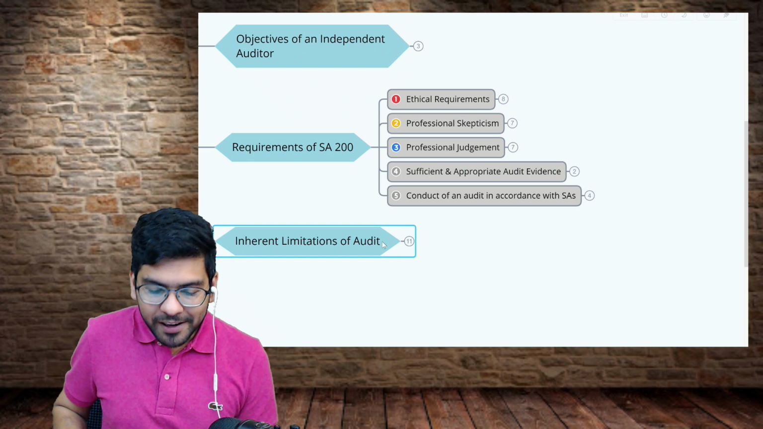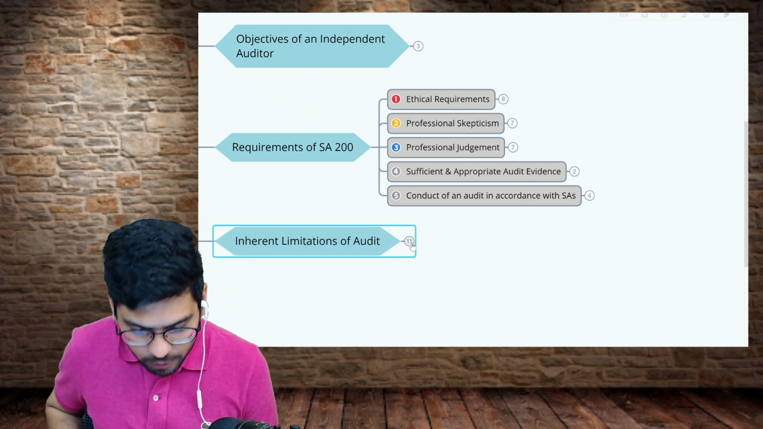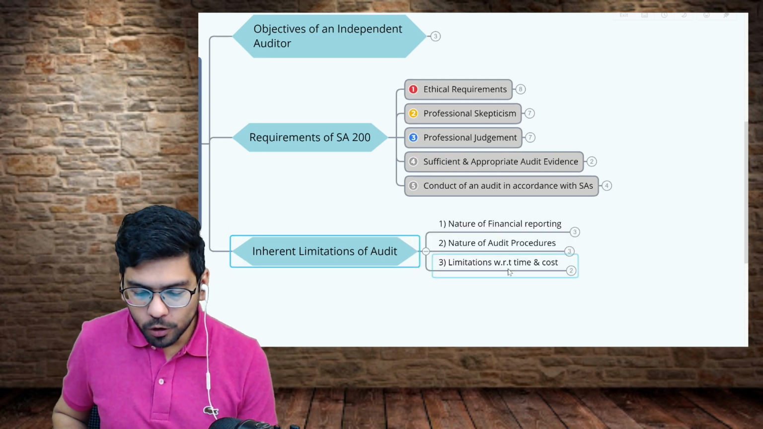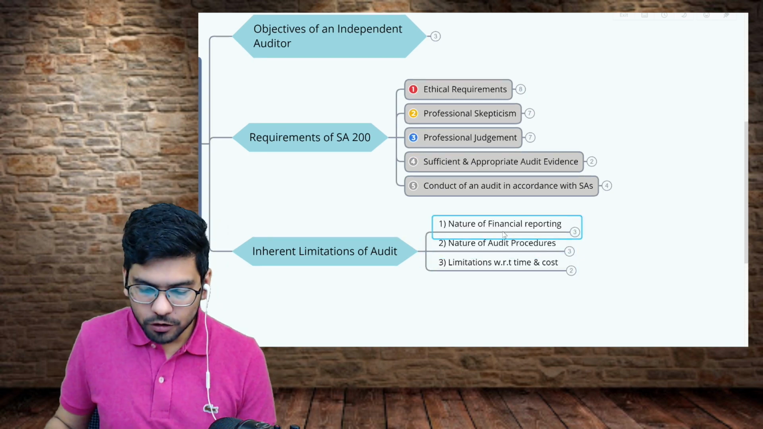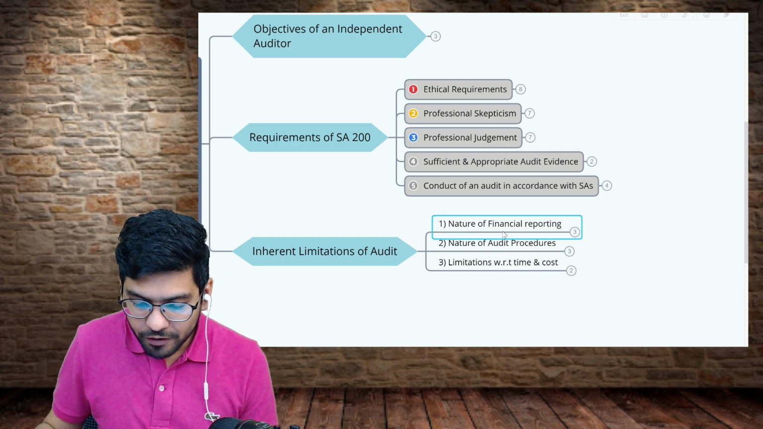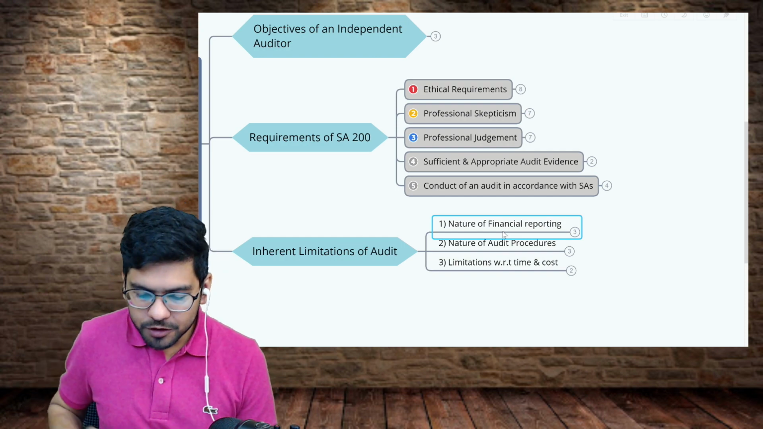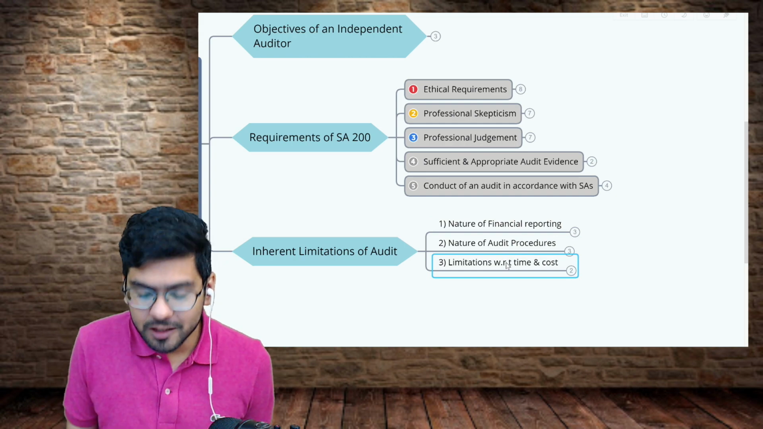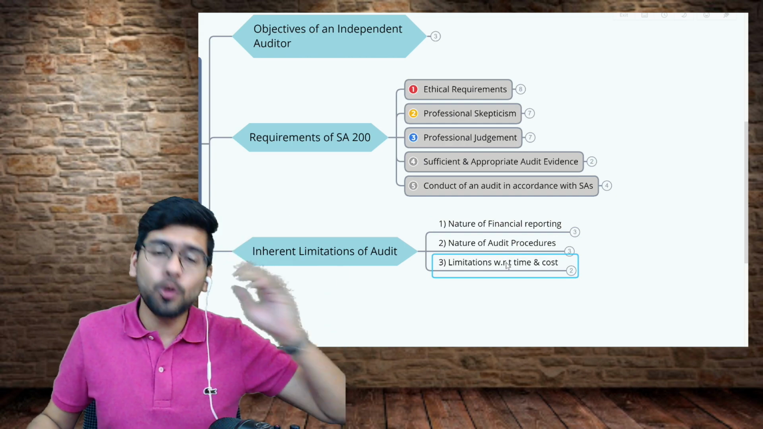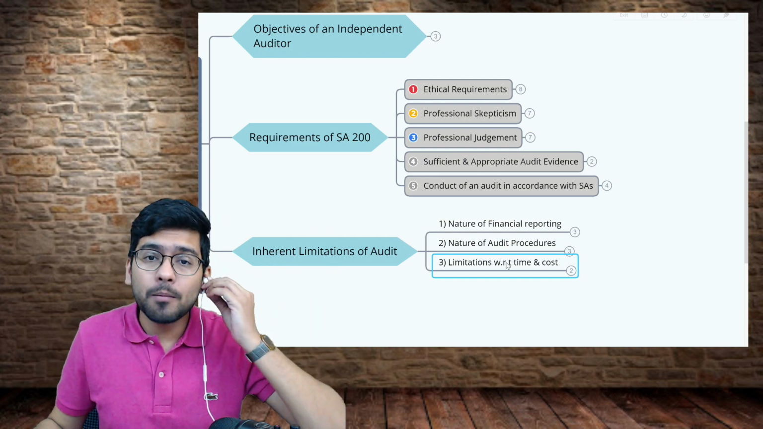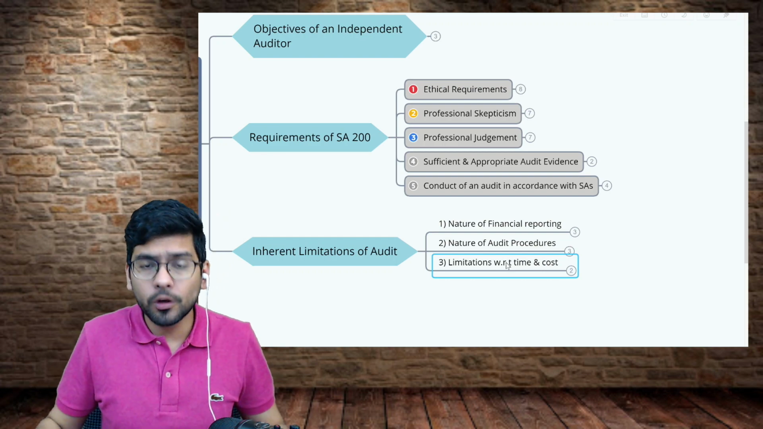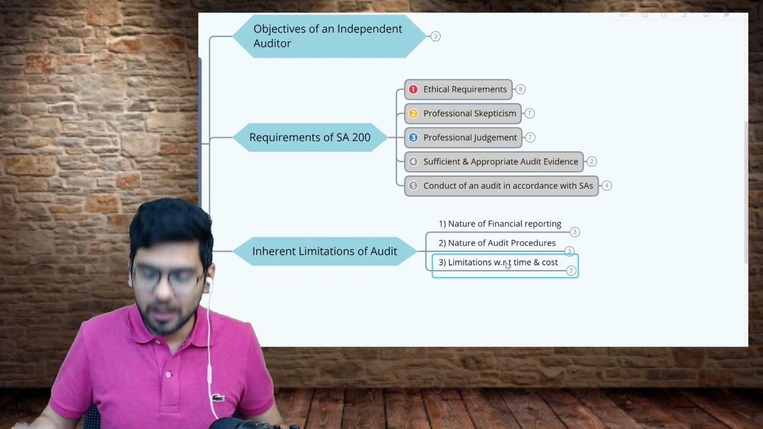Finally, we have a topic of SA 200, which is inherent limitations of audit. As per SA 200, we have got 3 inherent limitations of audit. I'm just reading the names first: nature of financial reporting, nature of audit procedure, and third is limitations with respect to time and cost. These are the 3 limitations as per SA 200. But if I go with the ICAI module, there is one more limitation, which is other matters. But as per SA 200, we have got 3 limitations.